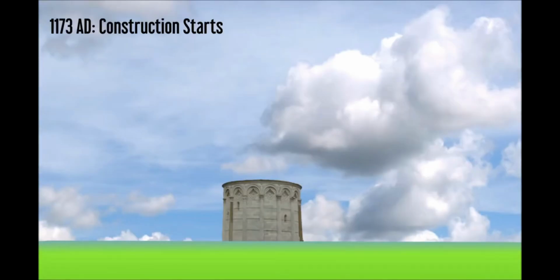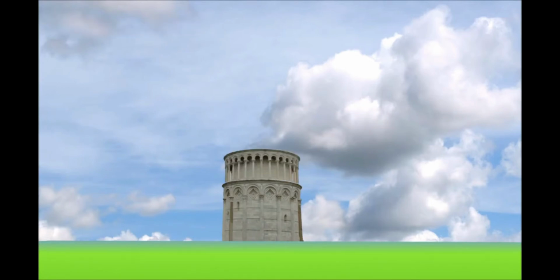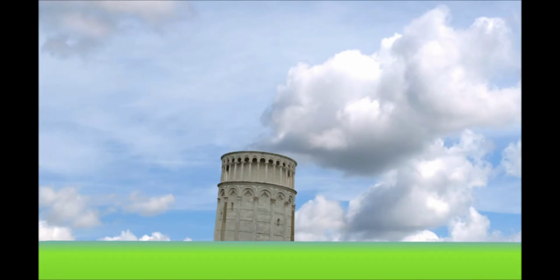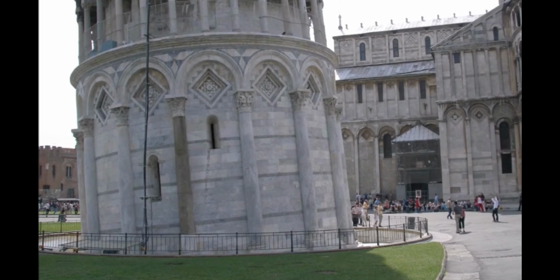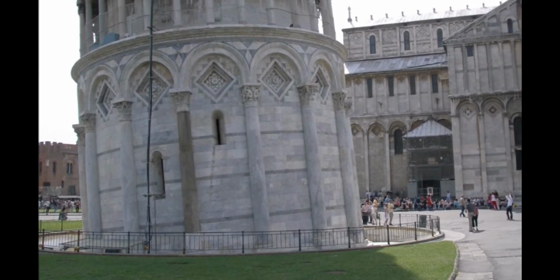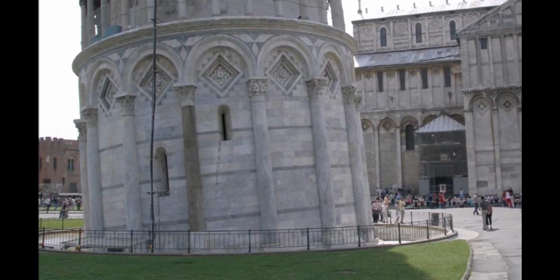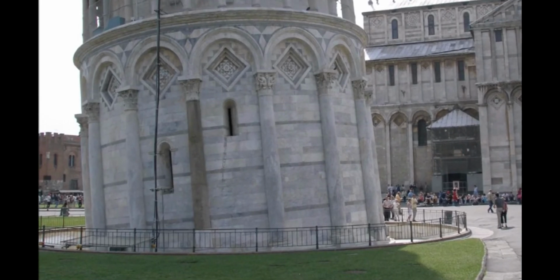Construction began in 1173, but by the time the second floor was added, the foundation began to sink, and the tower started to lean. The ground at the building site was a poor choice for a tower. Sand, clay, and mud, too soft to support the weight of the heavy marble.